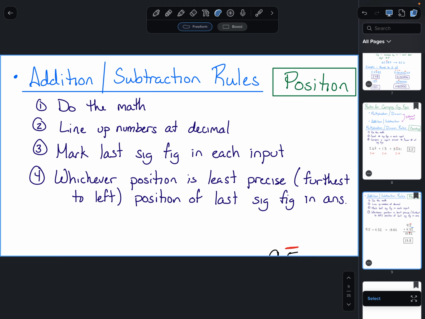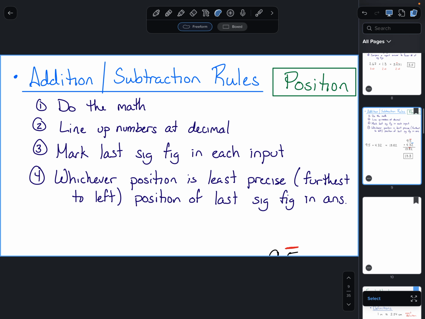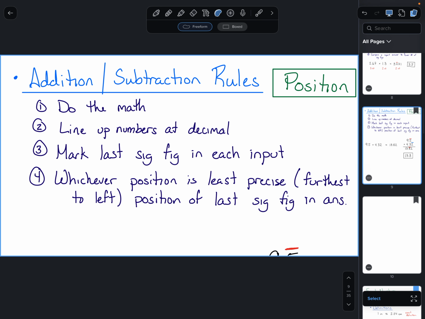Okay, so depending on what your operation is, you're going to choose one of these 2 sets of rules, right? Multiplication, division, you got your counting rules. Addition, subtraction, you have your position rules. Cool. All right, let's do some examples of this, and then we'll move on.